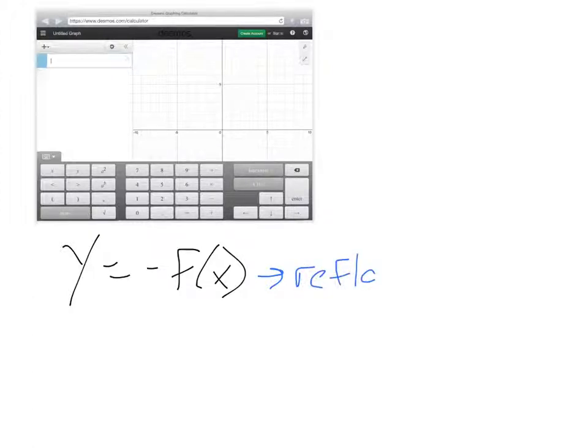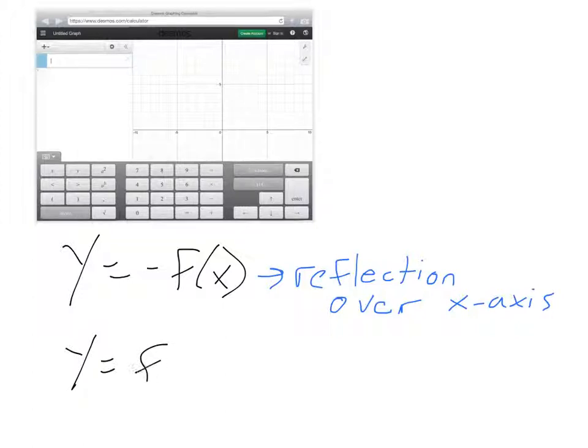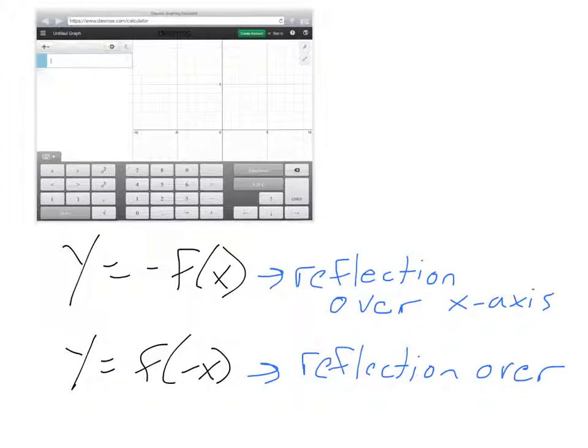So, if I have y is equal to negative f of x, this is a reflection over the x-axis, right? On the other hand, if I have y is equal to f of negative x, this is going to be a reflection over the y-axis.